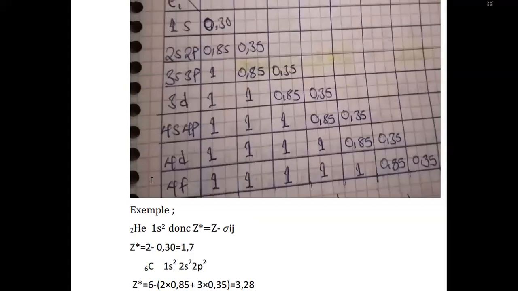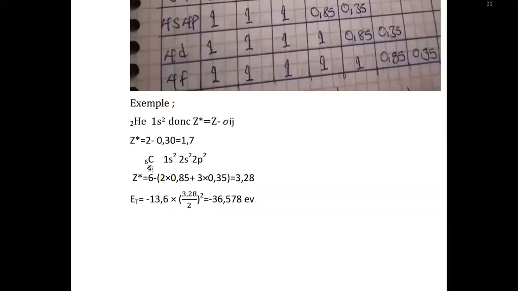So it will be 6, which is the proton number Z, minus how many electrons are in the first shell? There are 2 electrons, times 0.85, plus. Here we said we don't consider 1 electron. If there's 2 plus 2, it will be 4, and if I remove 1 electron, I remain with 3. So 3 times 0.35. So it will be 6 minus 2 times the electrons here, then here I just remove 1, so I have 3 times 0.35, which gives me 3.28.